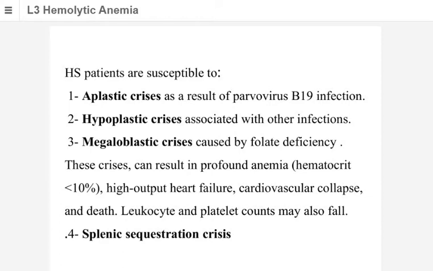Hereditary spherocytosis patients are susceptible to aplastic crisis, hypoplastic crisis or megaloblastic crisis. These crises can result in profound anemia, with hematocrit less than 10%, high output heart failure, cardiovascular collapse, and death. Leukocyte and platelet counts may also fall. Another crisis they are susceptible to is splenic sequestration crisis, which means a sudden increase in the size of the spleen associated with a shock-like state.